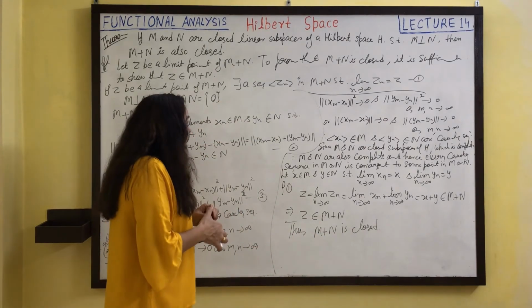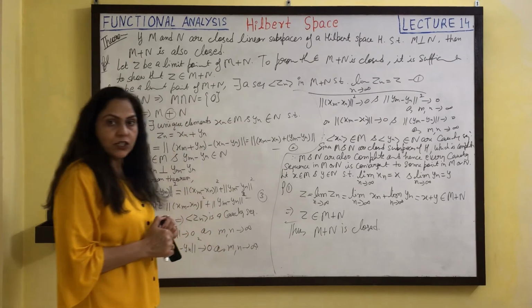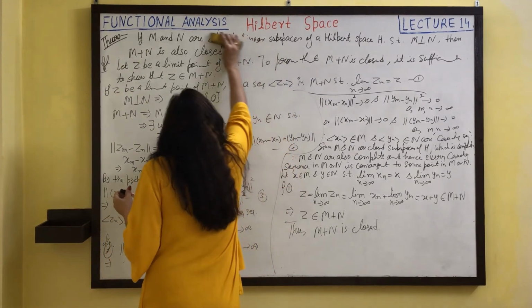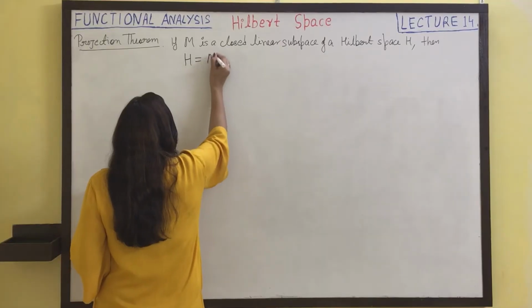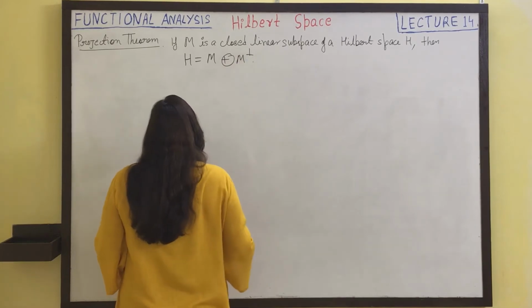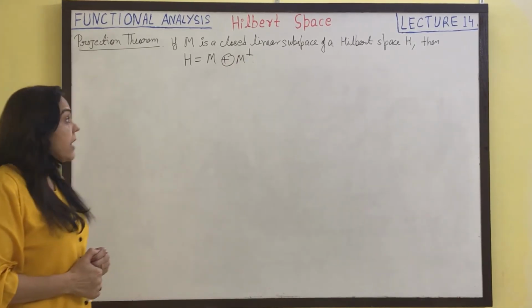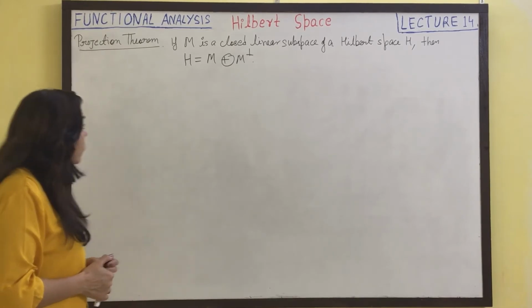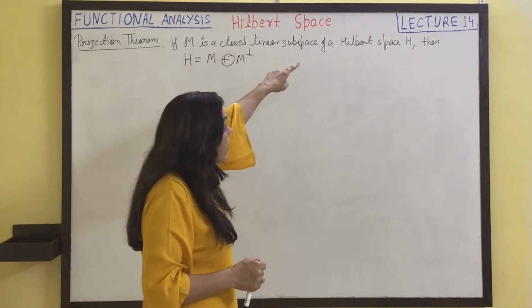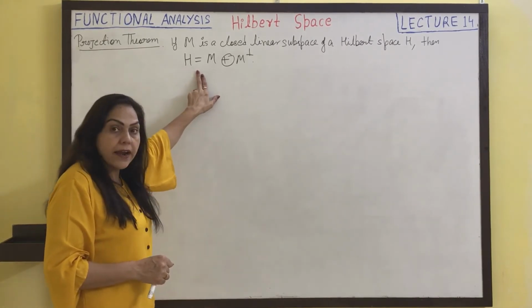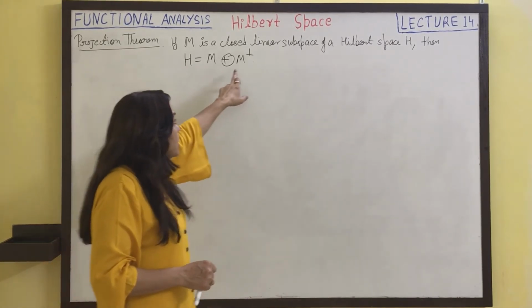Okay, now let's prove an important theorem known as the projection theorem. If M is a closed linear subspace of a Hilbert space H, then H is the direct sum of M and M perp.